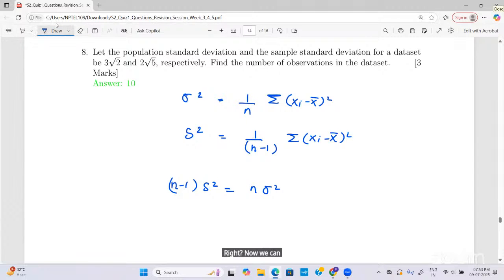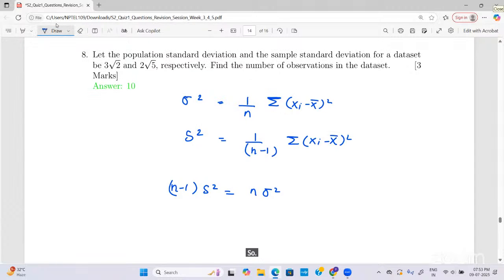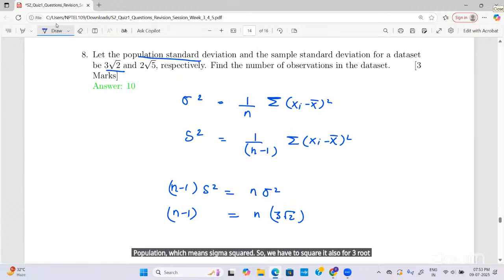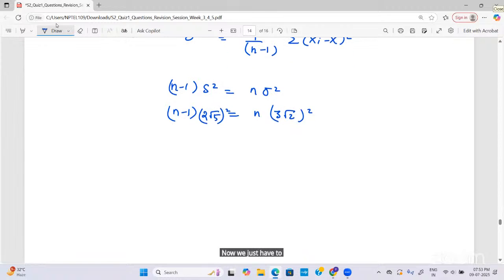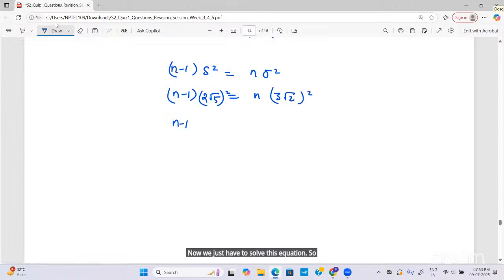Now we can put the values. We are given the population standard deviation and the sample standard deviation. Population standard deviation is 3 square root 2, which means sigma square, so we have to square it also. So 3 root 2 whole square. And then sample standard deviation is 2 root 5, so 2 root 5 whole square, right? Now we just have to solve this equation. So n minus 1, it will be 4 into 5, which means 20.